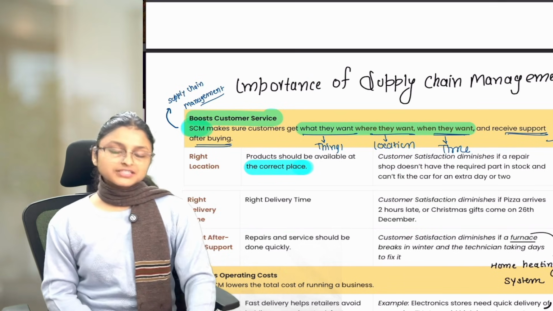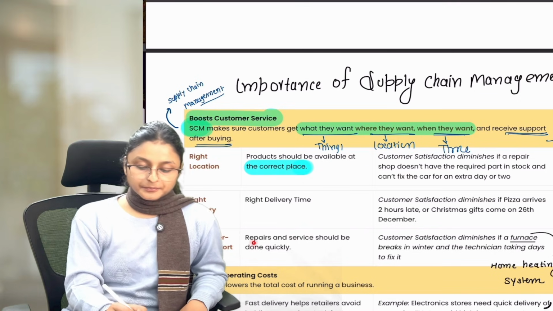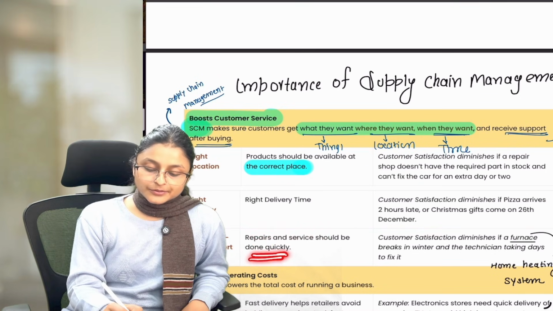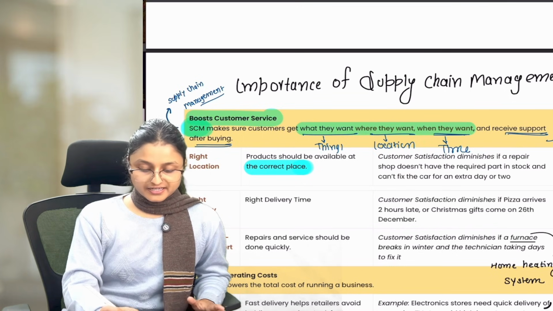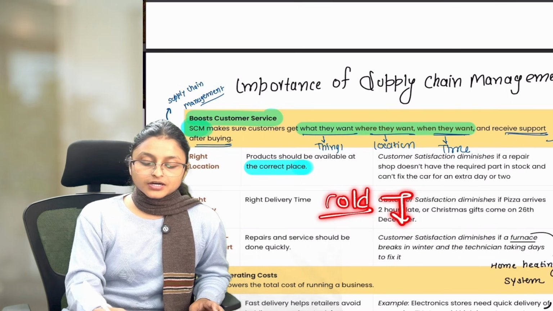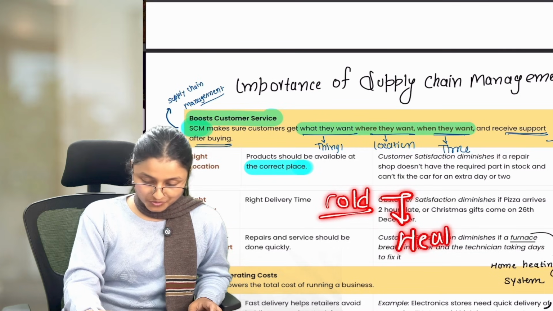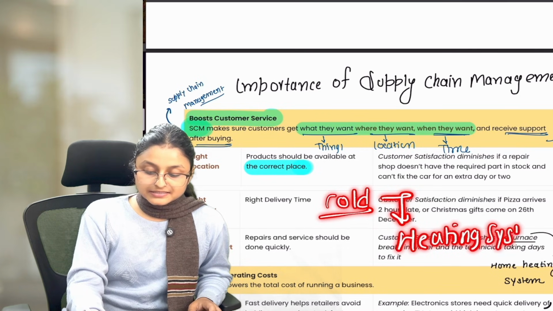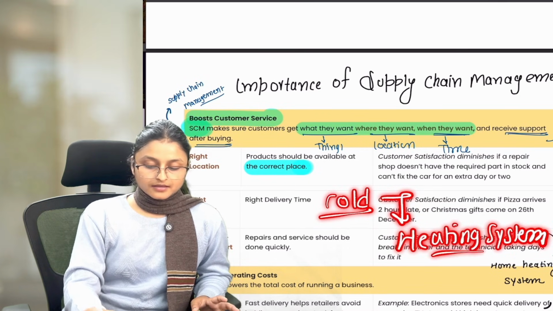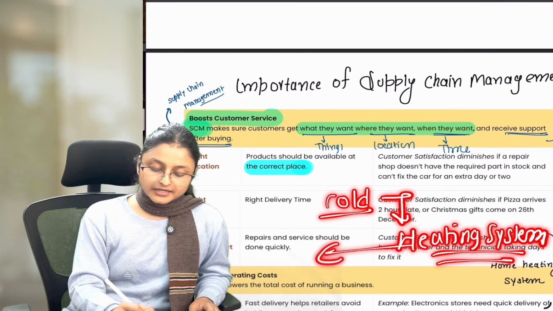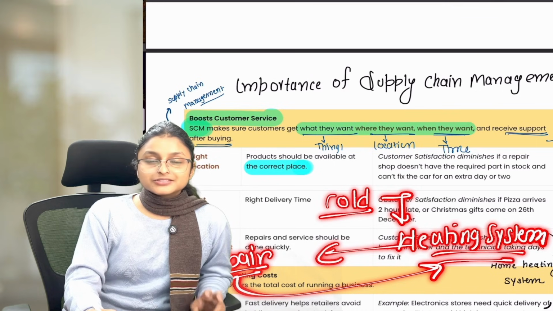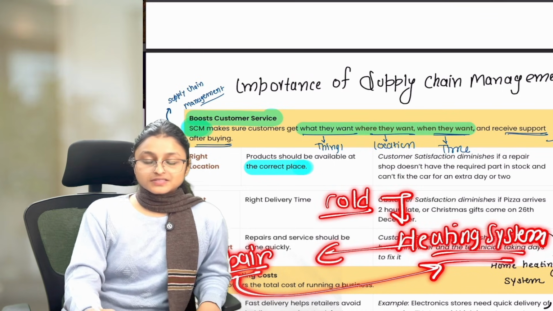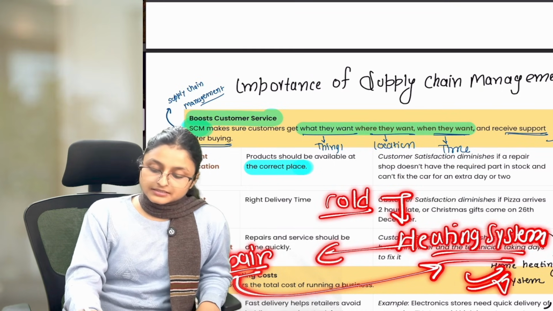Now, right after sales support, that means providing repairs and services as quickly as possible. Now, think about it. It's very cold right now. And if you have a heating system at your home and this heating system gets damaged, now you have called the repair person to repair this particular thing, but he is not available for 2 to 4 days. Will you be satisfied? Answer is no.